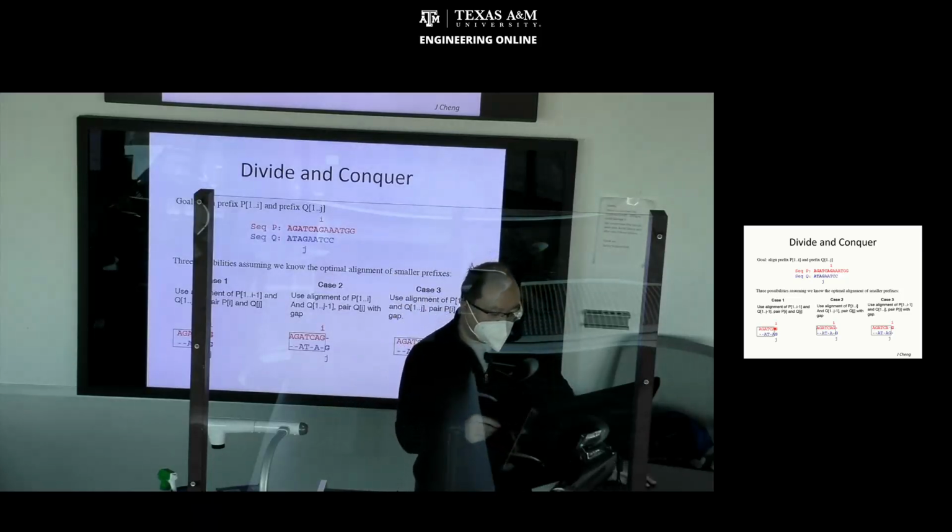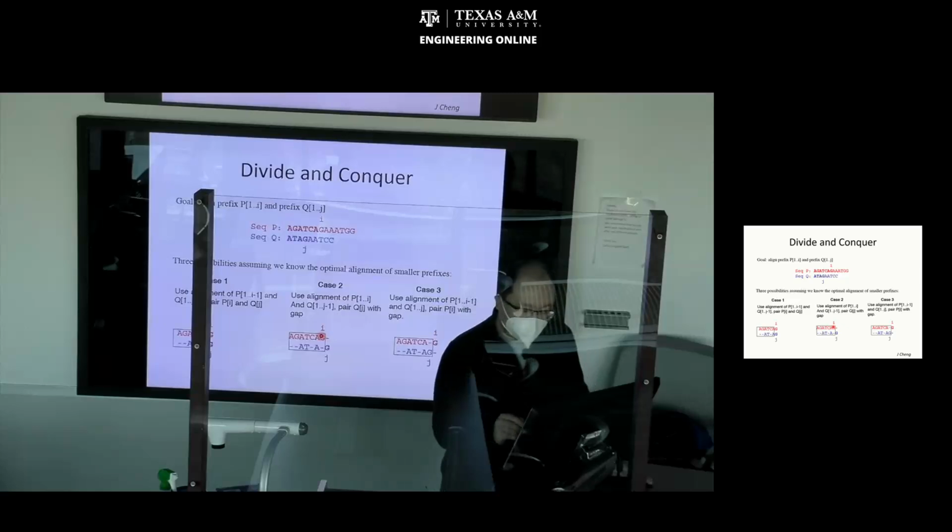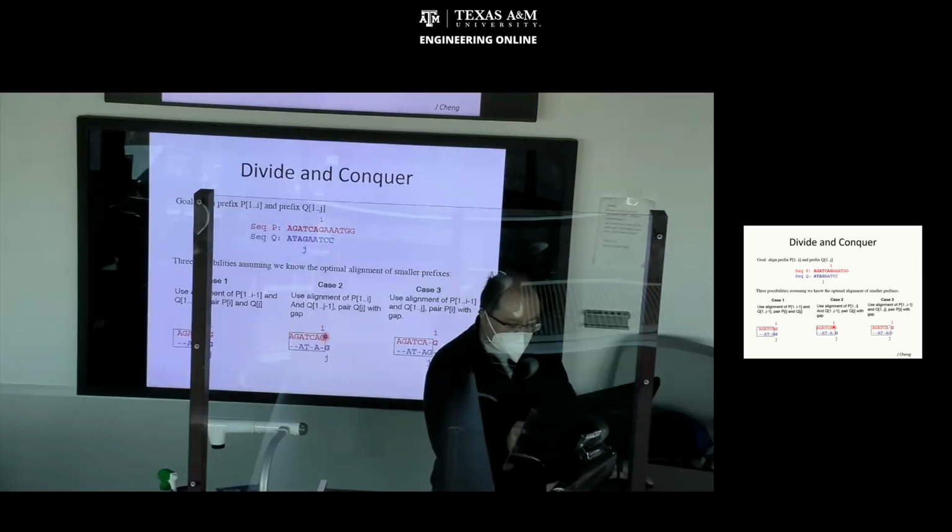Another possibility is that we can use the optimal alignment of P1 through Pi and Q1 through Qj minus 1. And then the last character of sequence P is aligned to a gap of sequence Q, right? Why a gap for sequence P? Because the last character of Pi is already used, right? That's another possibility, right?